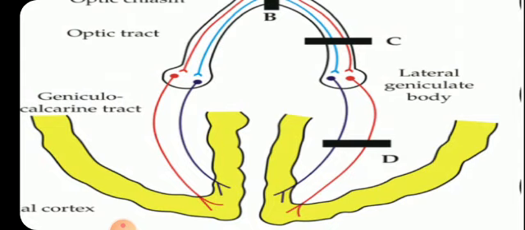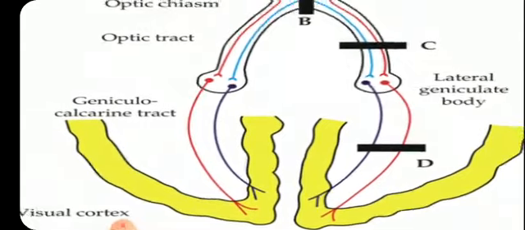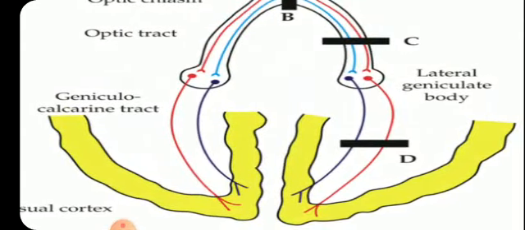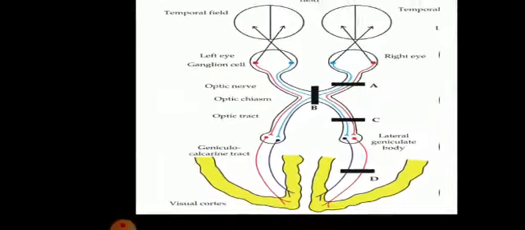Now, the fibers carrying the visual impulse from the lateral geniculate body to the calcarine cortex are called the geniculocalcarine tract. You can see that being named in the figure. As these fibers spread out from the lateral geniculate body, they radiate, so they are also known as the optic radiation. So, that's about the visual pathway.